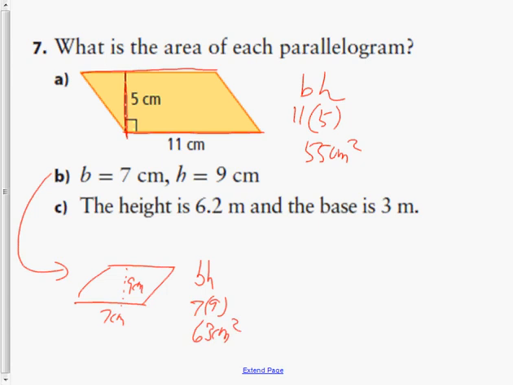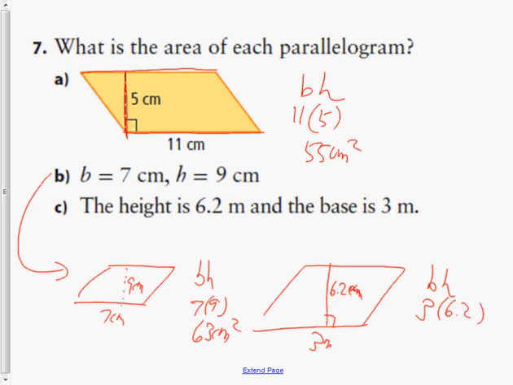And the last one, C, the height is 6.2, so I'll just draw another parallelogram. The height is 6.2 meters, and the base is 3 meters. So the area would be base times height, or 3 multiplied by 6.2. Now 3 multiplied by 6 is 18, and 3 multiplied by 0.2 is 0.6. So your answer is 18.6 square meters.